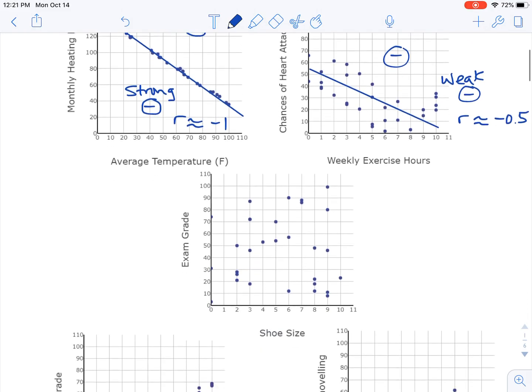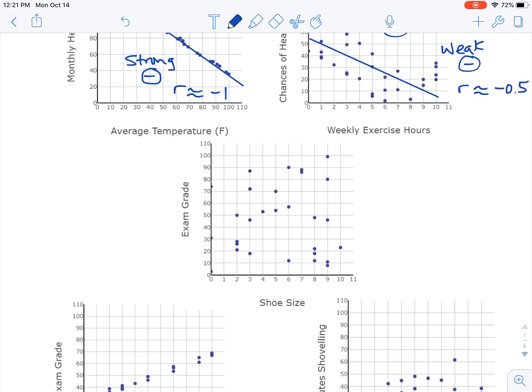For the next one, we've got a correlation between the shoe size and exam grade, which as you can kind of tell here, it's not really going up or going down. So because of that, it's not positive or negative. We're going to call this no correlation. There doesn't seem to be a correlation between shoe size and exam grade, which kind of makes sense. So for our R estimate, it'll be closest to 0.